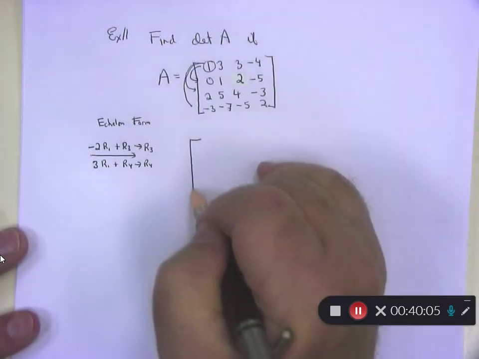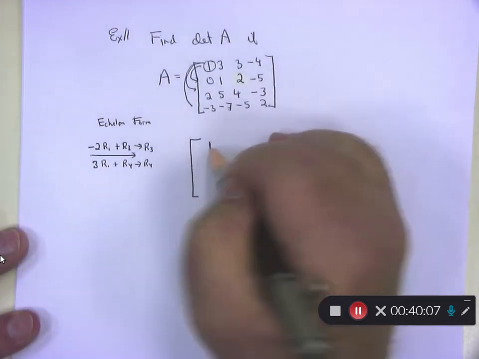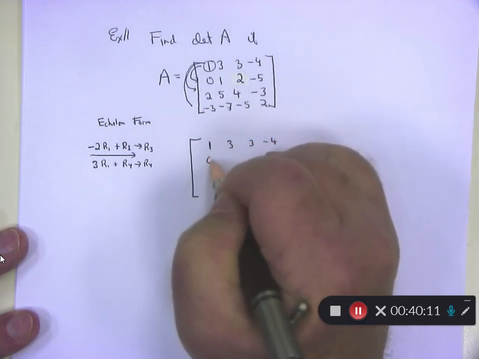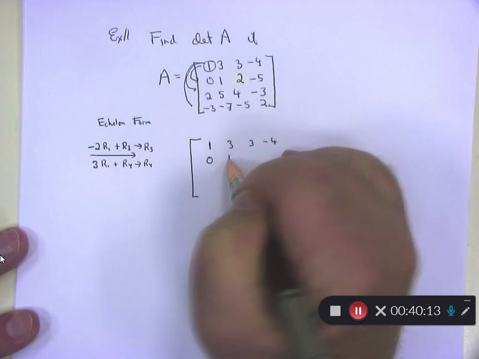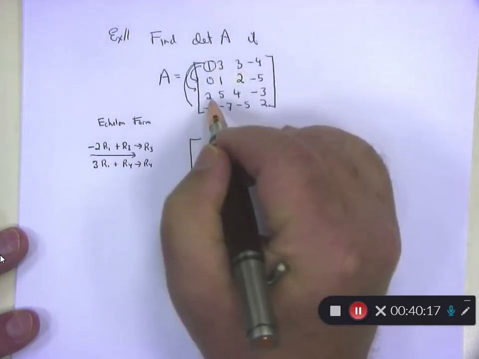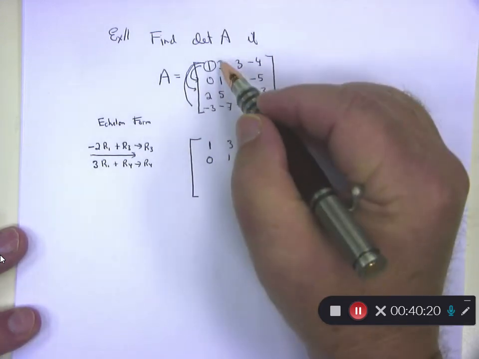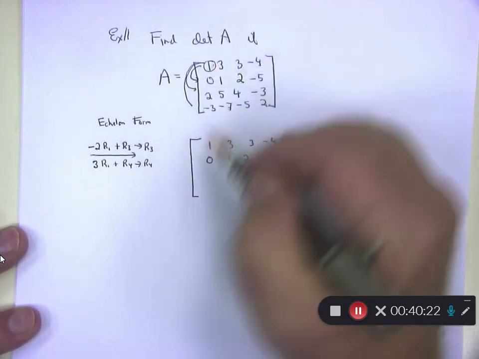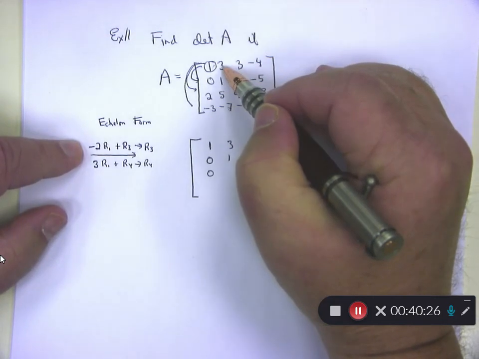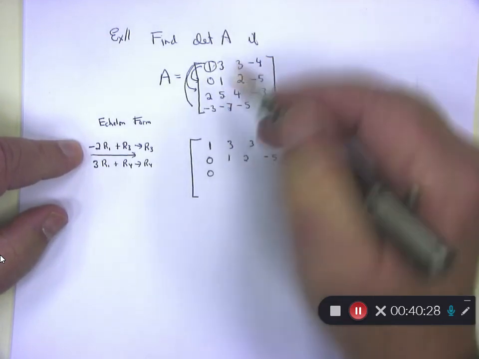What does that give me? Let me make sure I don't screw this up. Okay, so 1, 3, 3, negative 4. That zero is already there. 0, 1, 2, negative 5. Okay? Now, negative 2 times 1 is negative 2 plus 2 is 0. Negative 2 times 3 is negative 6 plus 5 is negative 1.